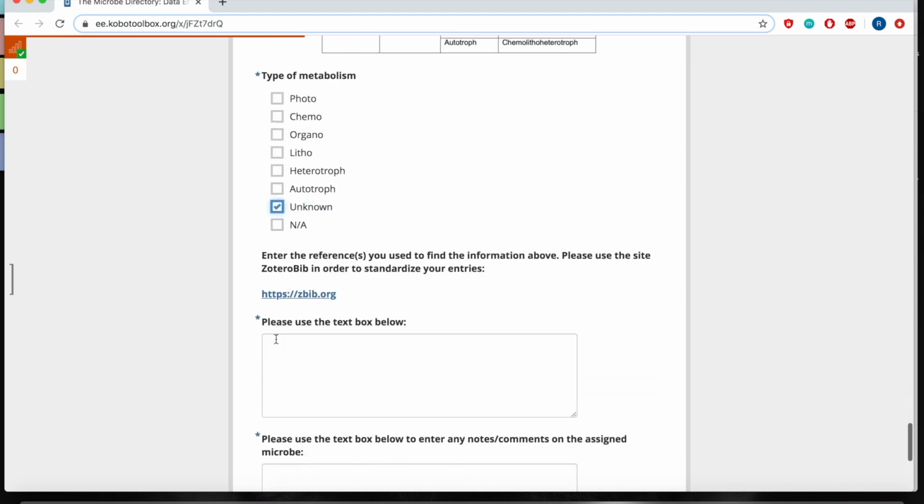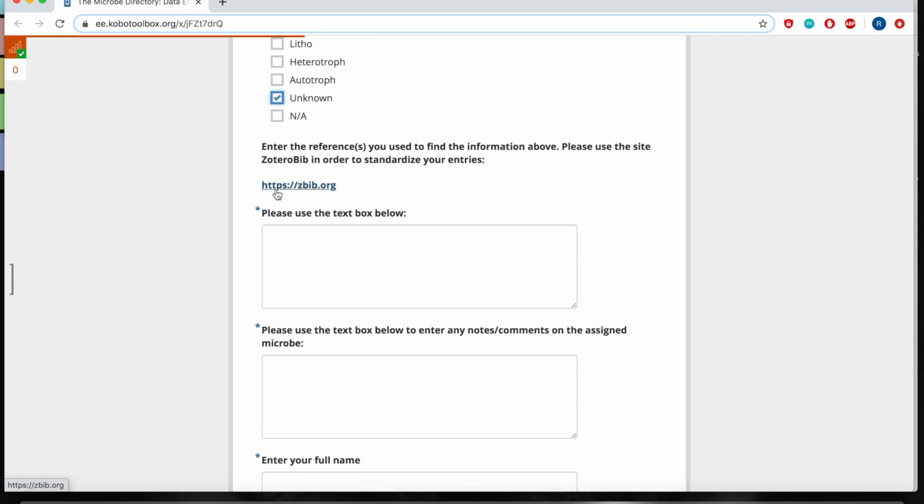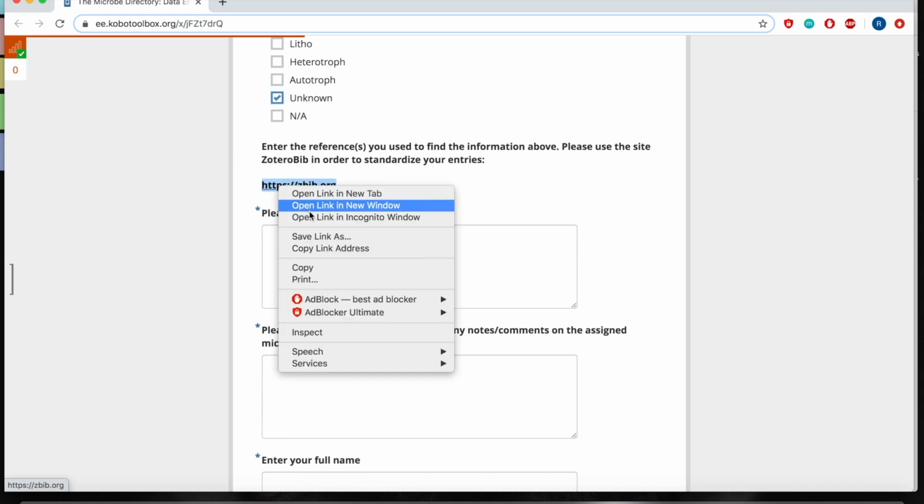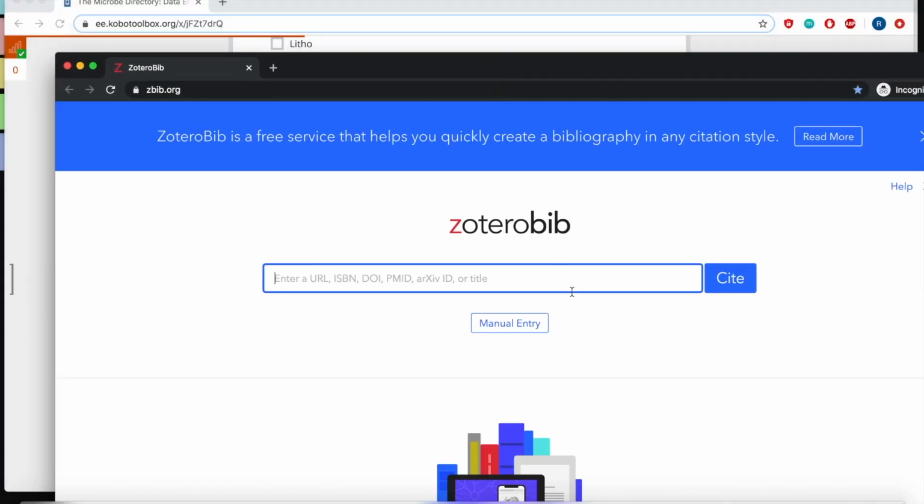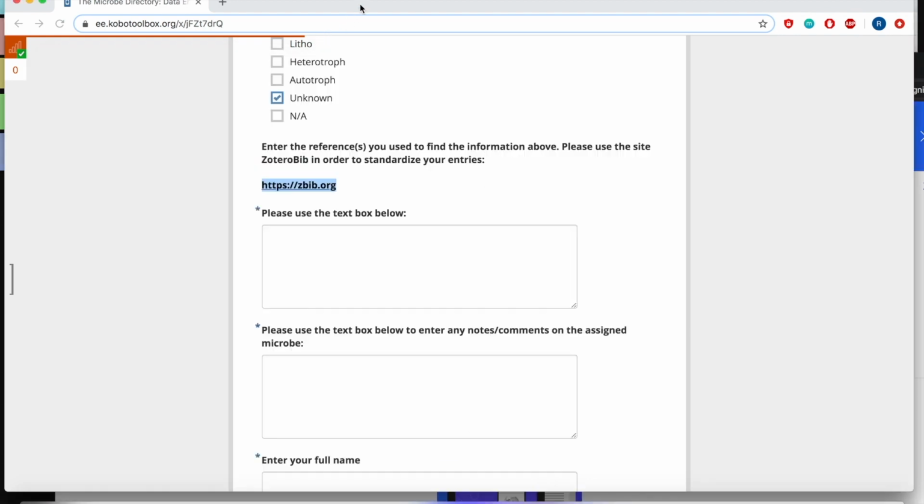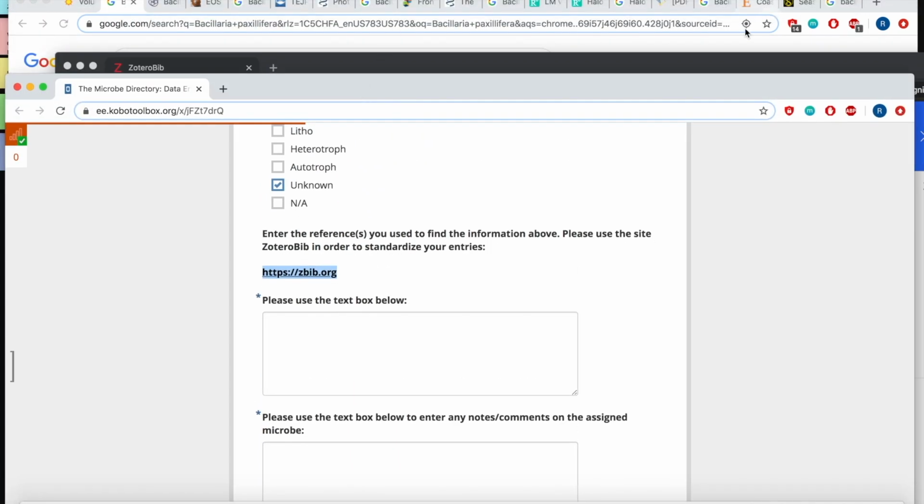ZBib, I usually open it in an incognito window because otherwise it starts to lag, but every time I use an incognito window, I get my citations pretty quick. And then it's just a matter of copying and pasting all of these sources into ZBib and pasting them here.